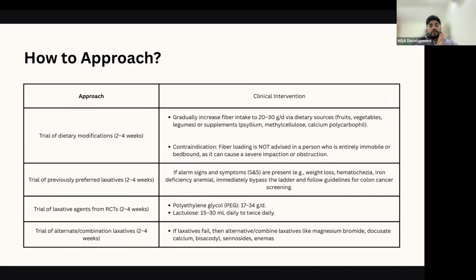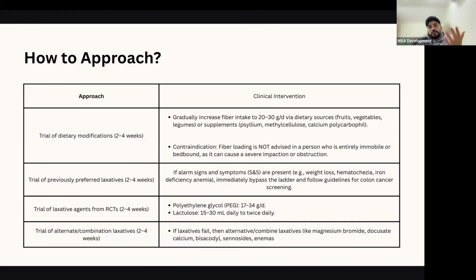Okay. Now, other things that we can approach is their diet. Especially if their diet is poor in fiber, we try to increase the fiber. However, we do not want to do some sort of fiber loading, especially if these patients are immobile, like bedbound. Why? Because it can cause severe impaction or obstruction. Okay, you need to keep that in mind.